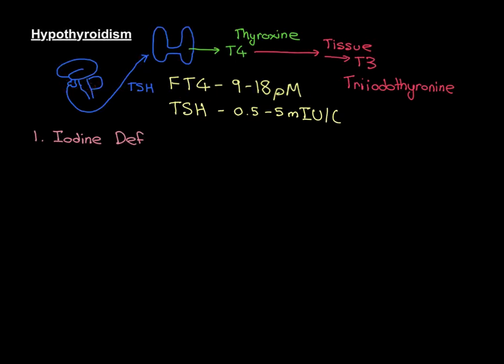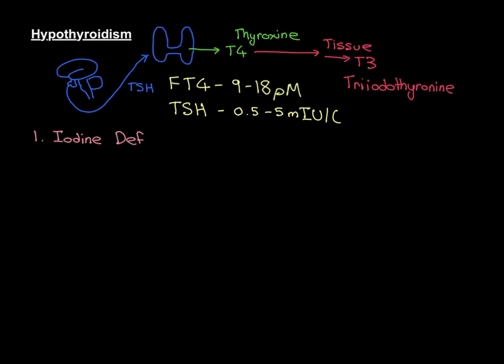Consequently, the brain would see less thyroxine in the bloodstream and would try its very, very best to command the thyroid to make some thyroid hormone. So TSH will go through the roof, but of course it's not going to actually work. You're still going to remain hypothyroid.